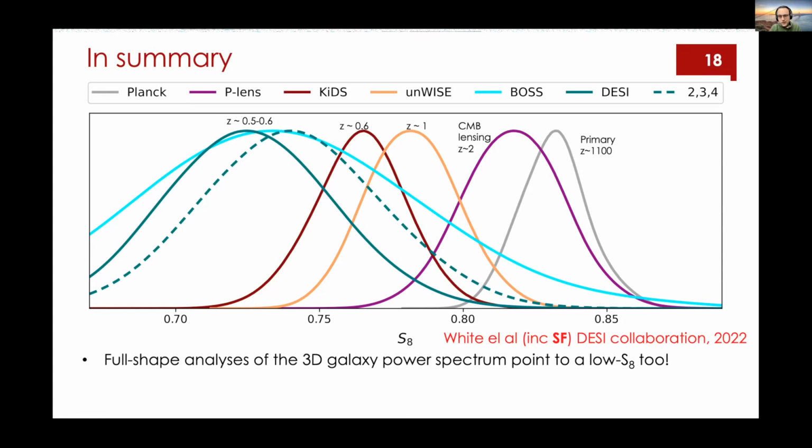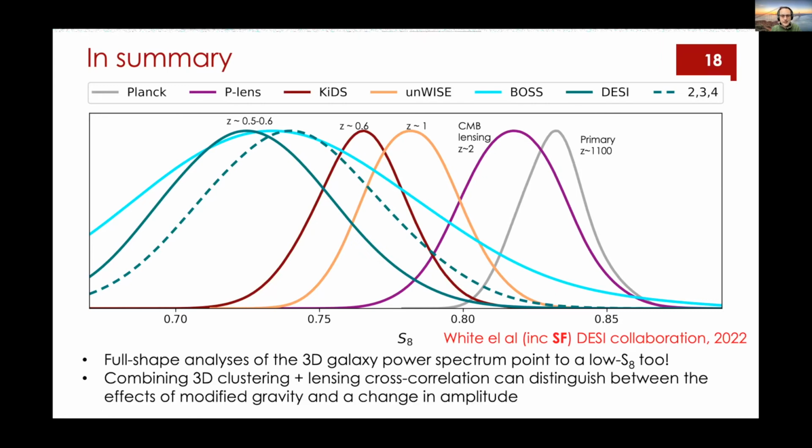So, full shape analysis of the 3D power spectrum, as I said, also points to a low S8. And finally, combining 3D clustering and lensing cross-correlations is really the way to go forward. That's what we are looking forward to doing in DESI as soon as the year 1 catalogs are finalized. That really allows us to, for example, distinguish the effects of modified gravity or new physics from a change of amplitude, and from galaxy parameters such as assembly bias, which shouldn't matter on such large scales. However, it's great to check, and indeed that's what we were planning to do.